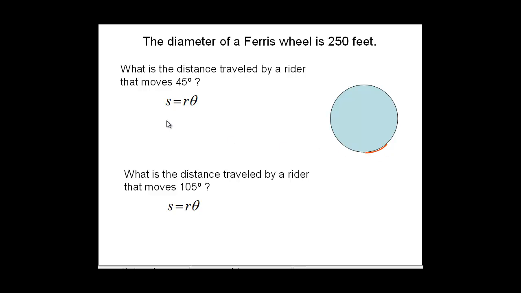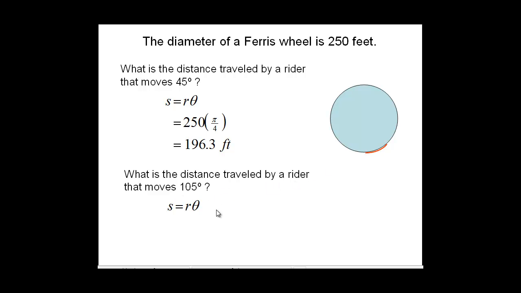So we know S is our distance that we're going to travel. Radius is 250, and we need to convert 45 degrees into radians. To do that, you should get pi over 4, because 45 degrees is pi over 4. That's in radians. Then if you take your calculator, 250 times pi divided by 4 is about 196.3 feet. So this person is going to go about 196 feet in that 45 degree arc.